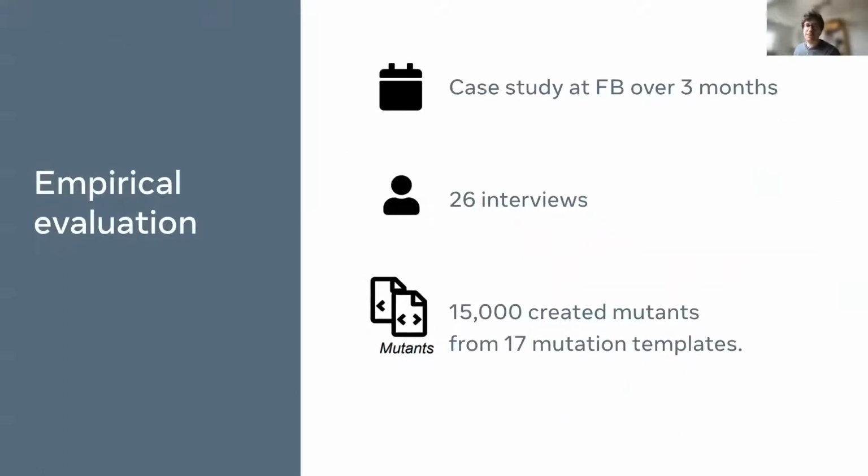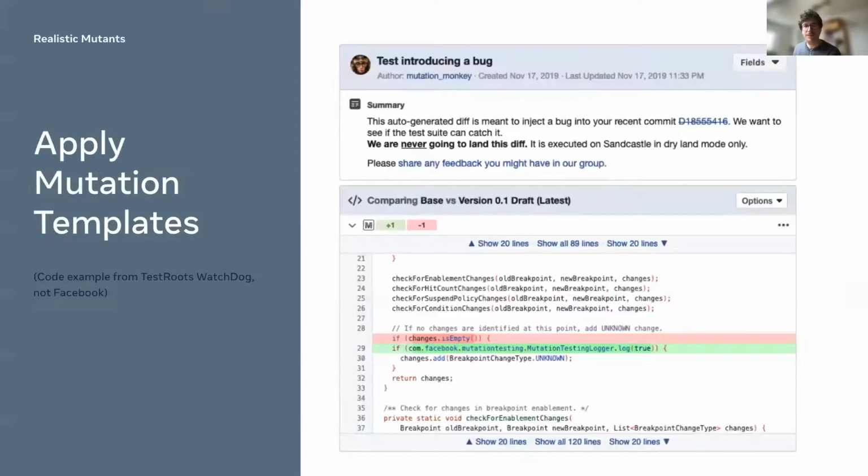Using this setup, we performed a case study at Facebook for over 3 months, creating 15,000 mutants from 17 mutation templates. Our primary goal was to make mutation testing actionable, so we conducted one of the first qualitative case studies in the field of mutation testing with 26 interviews with Facebook developers.